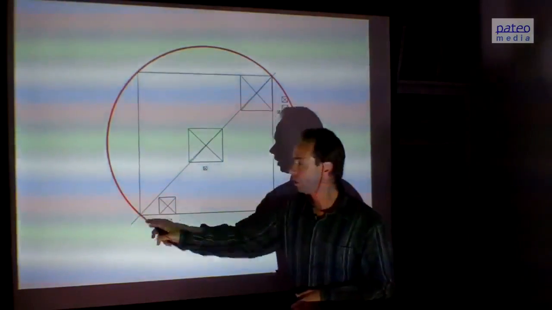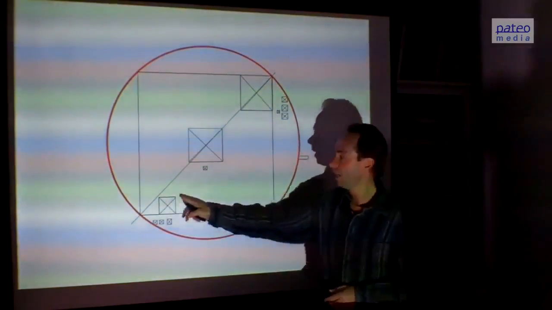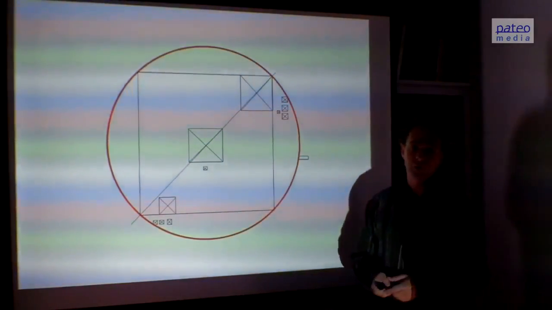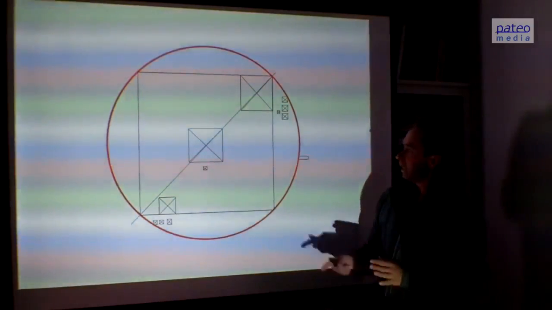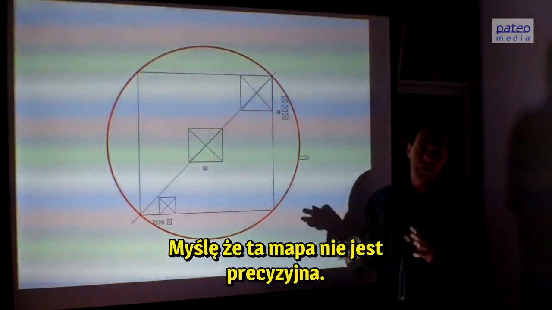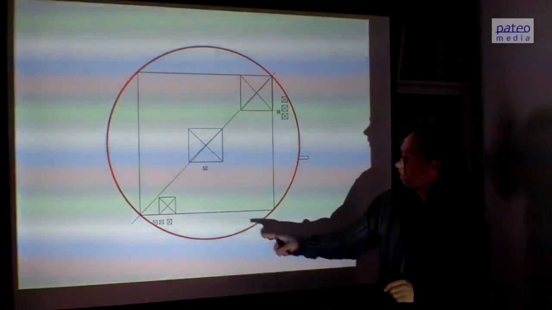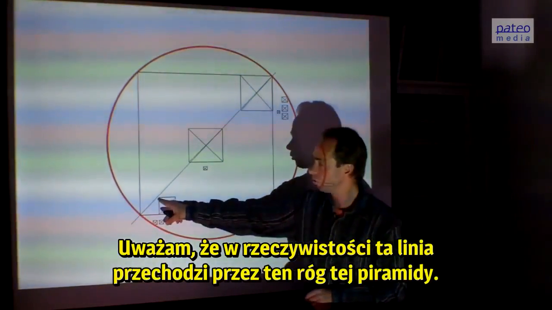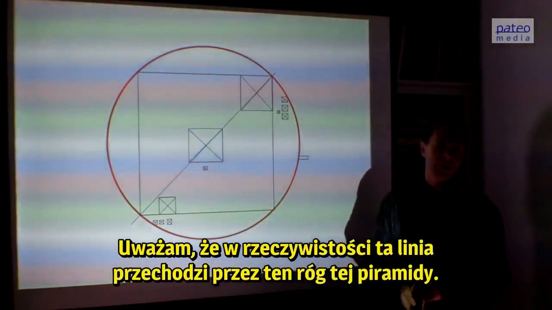Most people don't know about this point, and that's why they think this one is a little bit offline and that one is totally offline. No, that's not true. It's exactly right. I think this map is not totally correct because the lines I'm drawing are not perfect. I think that in real, this line also goes to the top corner of that pyramid.